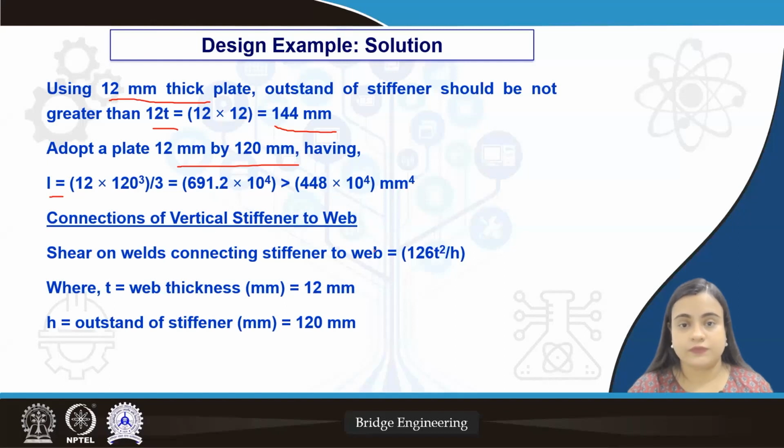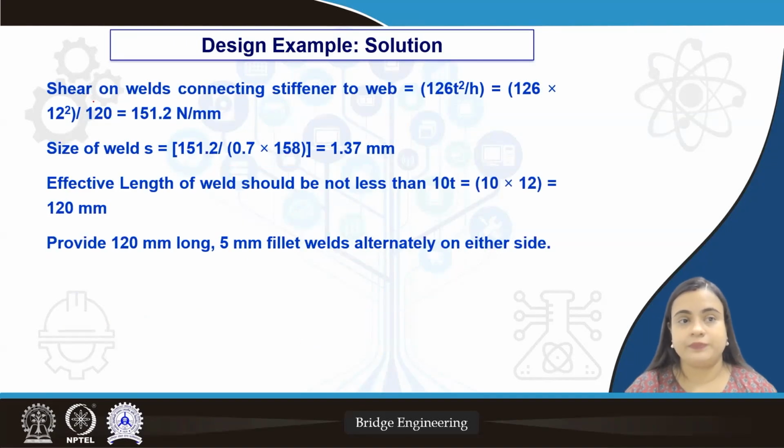Connections of the vertical stiffener to the web can be determined now. The shear on the welds connecting the stiffener to web can be obtained as 126 T square by H, where T is the web thickness 12 millimeter, H is the outstand of the stiffener, that is 120 millimeter. So the shear on the welds will be equal to 126 T square by H, that turns out to be 151.2 Newton per millimeter.